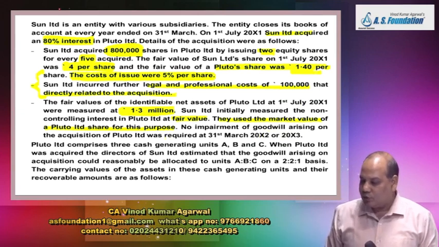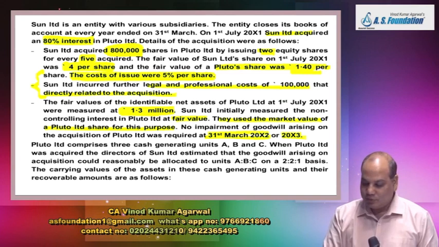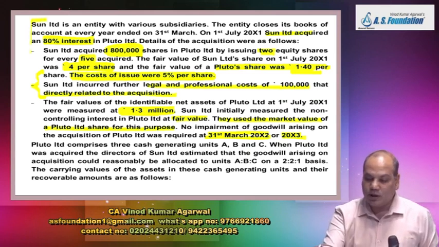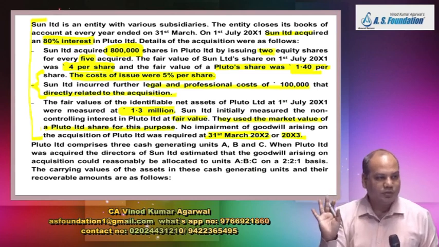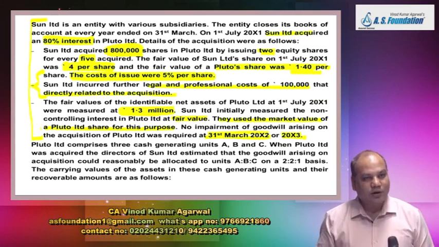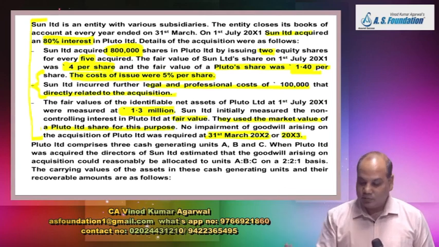No impairment of goodwill arising on acquisition of Pluto Limited was required on 31st March 20X2 and 31st March 20X3. Very good. So they acquired Pluto. Up to this point, IFRS 3 was being applied, and we got a goodwill of 260. Now goodwill has come and then we are testing for impairment. In the first and second year, no impairment.